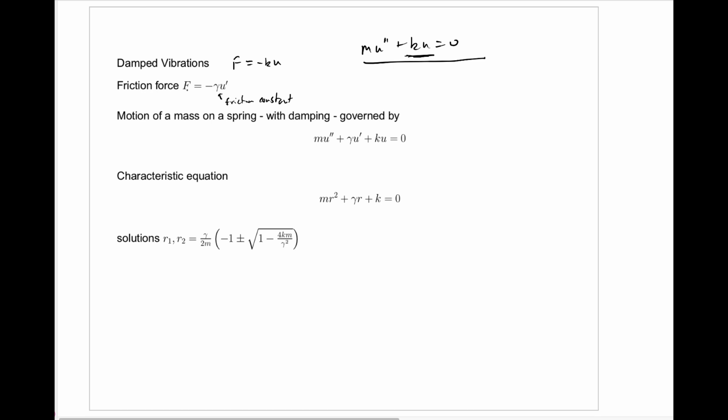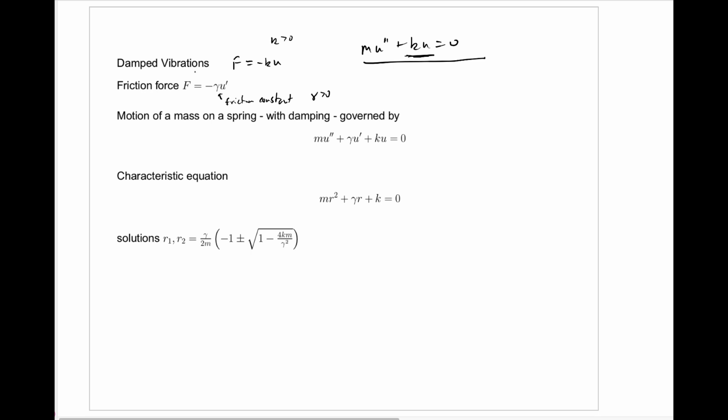Gamma will be positive, and this force will be minus gamma times the velocity u prime, because if you have an object moving, say, to the right, the friction force will be inhibiting that, which will be a force pushing back to the left, and vice versa. The force will be opposite the direction of motion. So in all of these, remember here, k is greater than 0, and gamma is greater than 0, and of course the mass m must be positive as well.